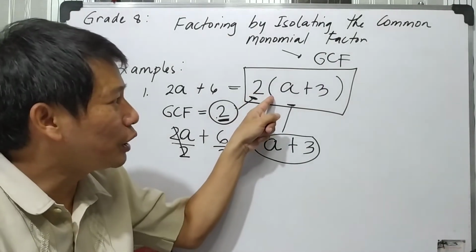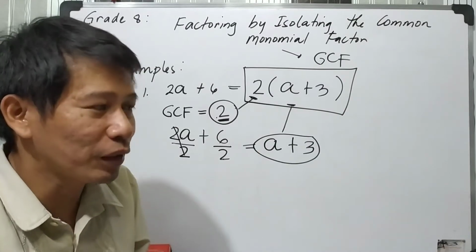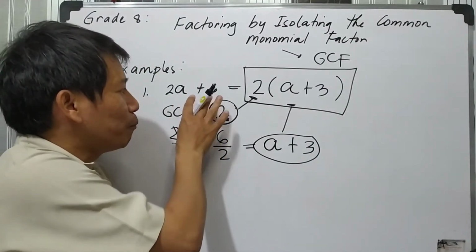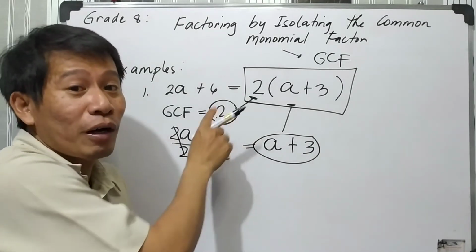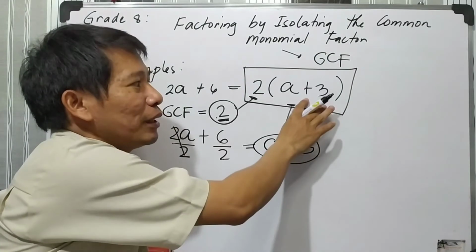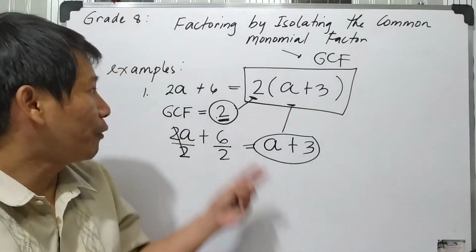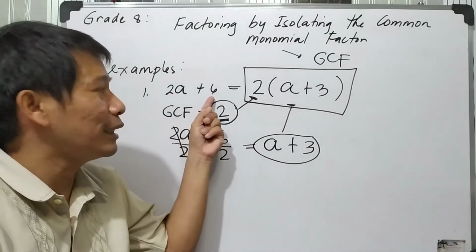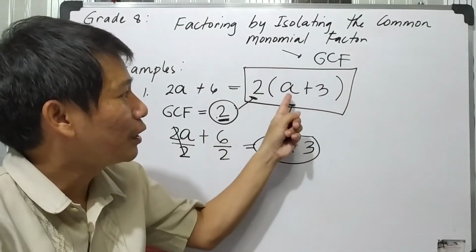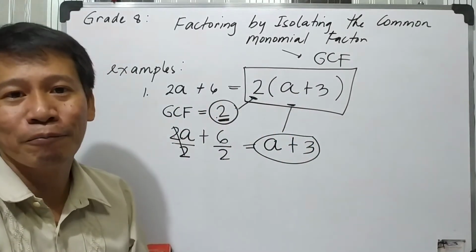Sunod, kunin yung remaining factor. Anong gagawin? I-divide yung bawat term in your given by the GCF you have obtained. And yung quotient na makukuha, that will be your second factor. So therefore, the factors of 2A plus 6 are simply 2 times A plus 3. So that is our first example.